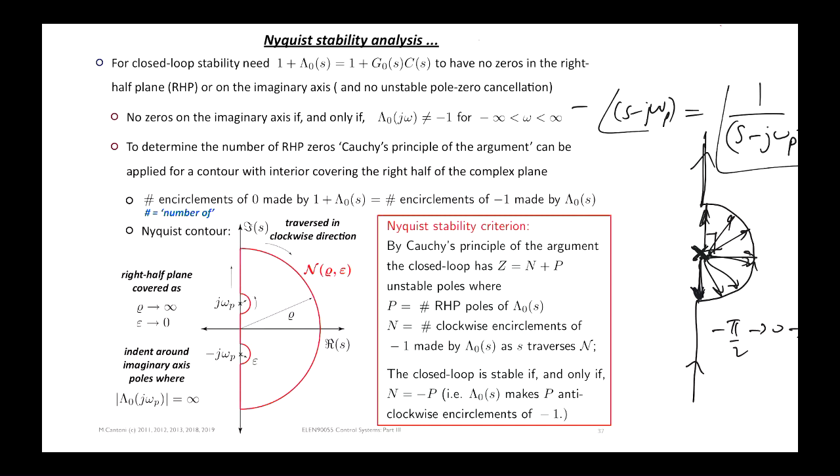When lambda is strictly proper, evaluating around here as the radius goes to infinity will just put you at 0. And so you'll be at 0 all the way along here.